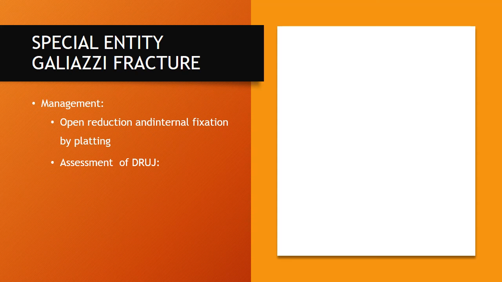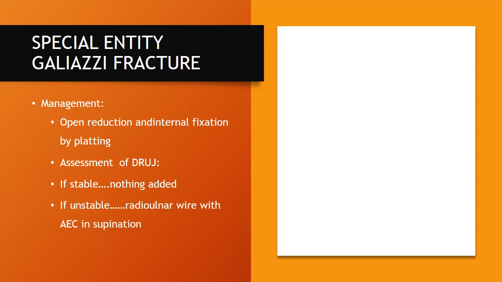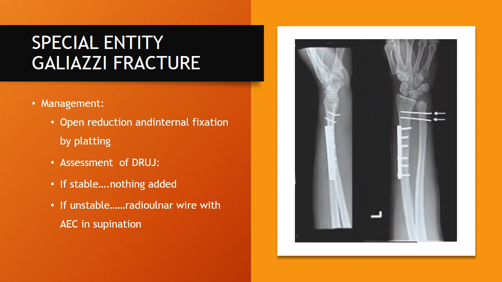And then we will assess the distal radioulnar joint through assessing the head of the ulna, whether it's displaced or undisplaced, stable after reduction or not. If it's reduced and stable in its place, nothing to be done. However, if it's unstable or irreducible, then we have to do reduction and put a radioulnar wire, and then put the patient in an above elbow cast in supination.